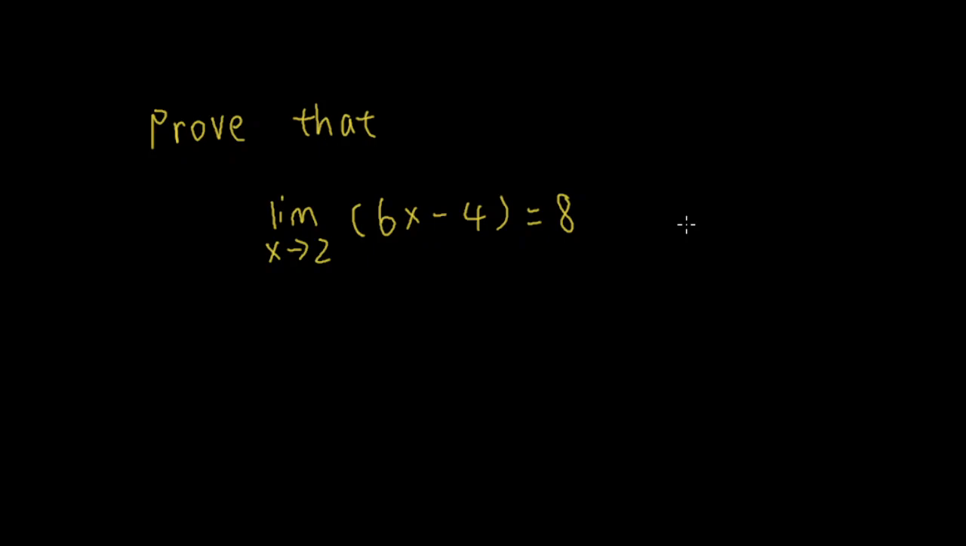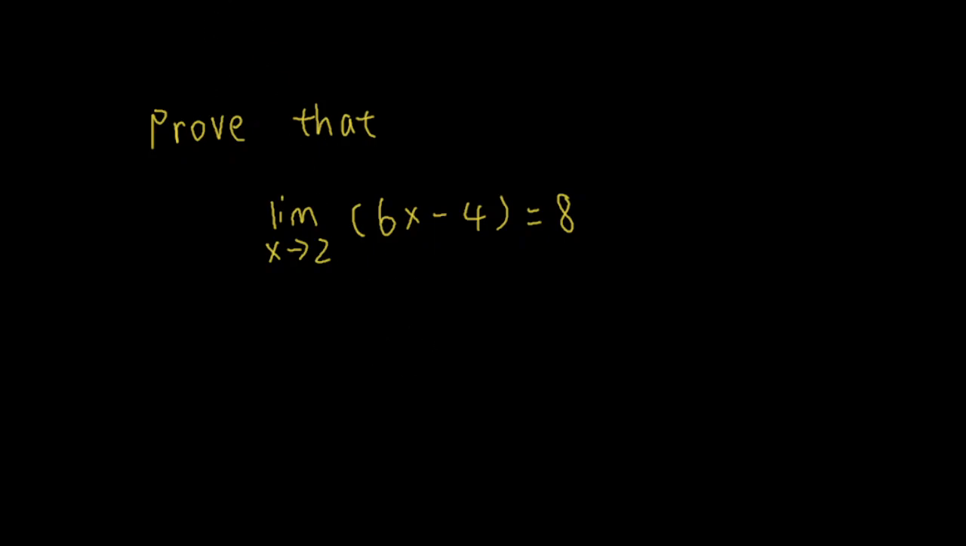In this video, I will prove that the limit as x approaches 2 of 6x minus 4 equals 8. Of course, we do know that if we directly plug 2 into x here, we get 8. So 6 times 2 minus 4, 6 times 2 is 12, minus 4 is equal to 8. But in this video, I'm going to prove that this limit indeed equals 8. So how do I do this?